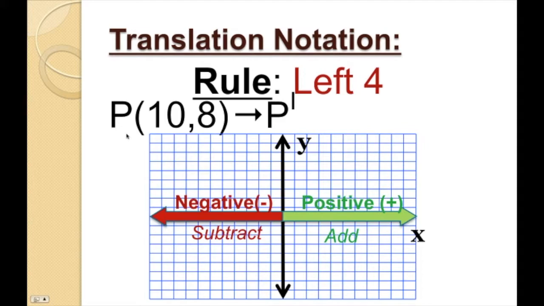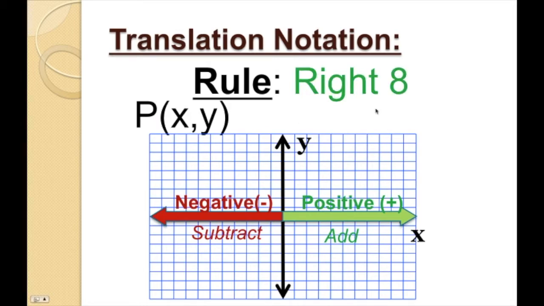How about here? If our point is 10, 8, then what's our P prime going to be? Remember, we're moving left 4. So what happens? Does our x-coordinate change or does our y-coordinate change? Well, our x-coordinate changes. The reason why is because the x-axis tells us if we move left or right. Since we're moving left, we're going to subtract 4 from our x-coordinate. Since our x-coordinate is 10, we're going to have 10 minus 4, and then our 8 stays the same. Well, what's 10 minus 4? That's going to be 6. So our new coordinates for our new point P prime are 6, 8.